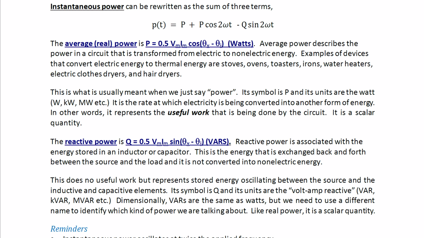The reactive power Q is equal to 1/2 Vm Im sine(theta V minus theta I). The units are vars. Reactive power is associated with the energy stored in an inductor or capacitor. This is the energy that is exchanged back and forth between the source and the load, and it is not converted into non-electric energy. This does no useful work, but represents stored energy oscillating between the source and the inductive and capacitive elements. Its symbol is Q, and its units are volt-ampere reactive, or var, kilovar, or megavar.